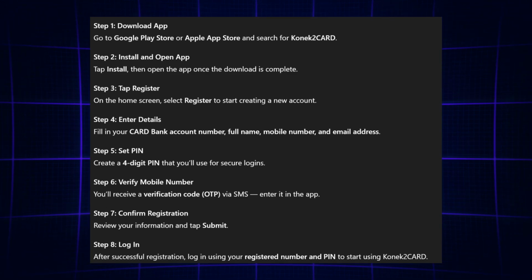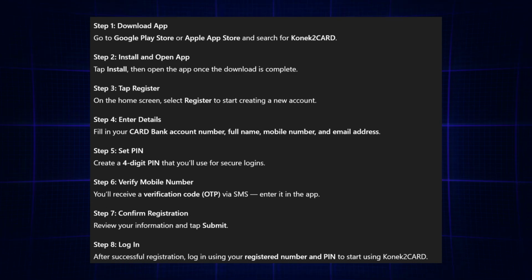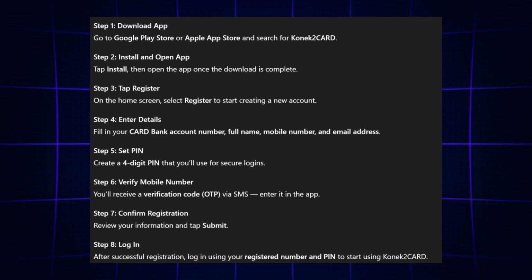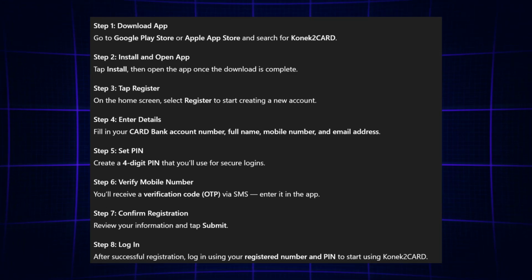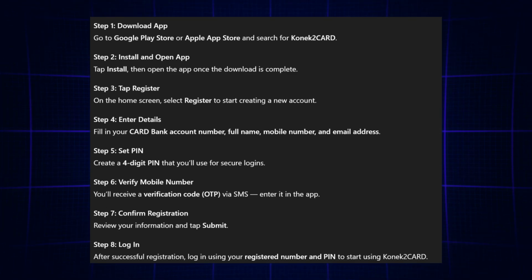On the home screen, tap Register to begin creating your account. Next, enter your card bank account number, full name, mobile number, and email address carefully to ensure accuracy. After that, create a 4-digit PIN that you'll use every time you log in to keep your account secure.